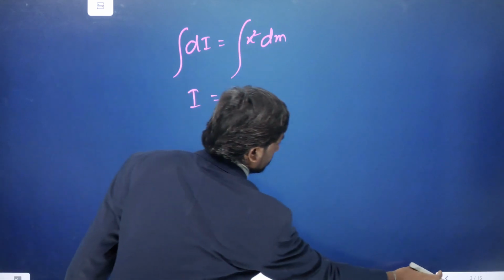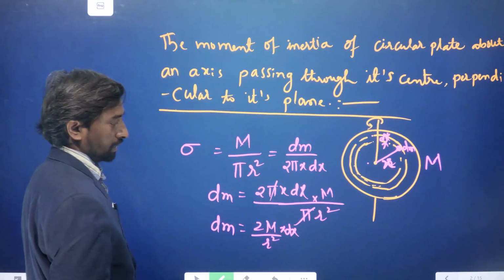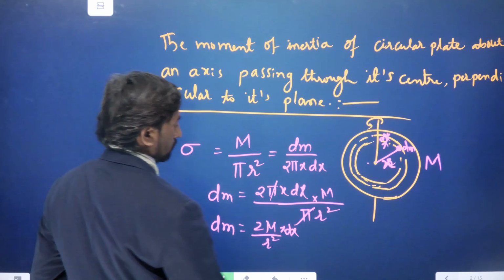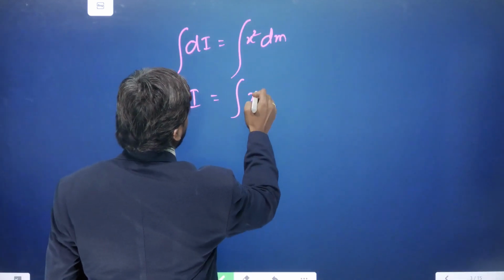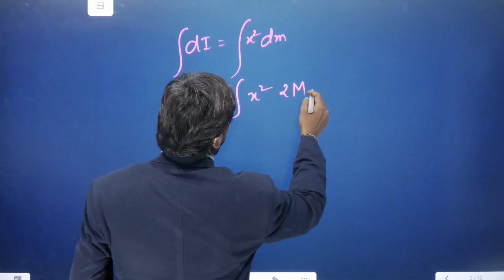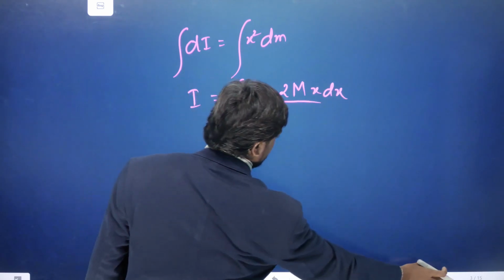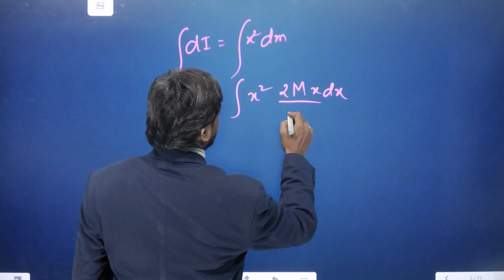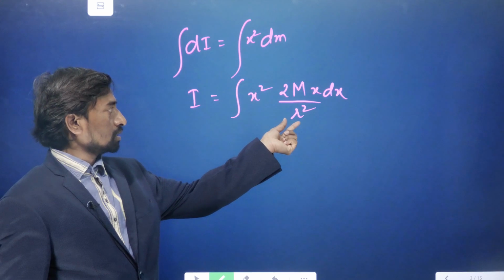So what is the dm value we got here? That value we should write here. It is 2M by R square into x into dx. So we write the integral of x square into 2M x dx divided by R square. Now 2M will be common and R square will be common.